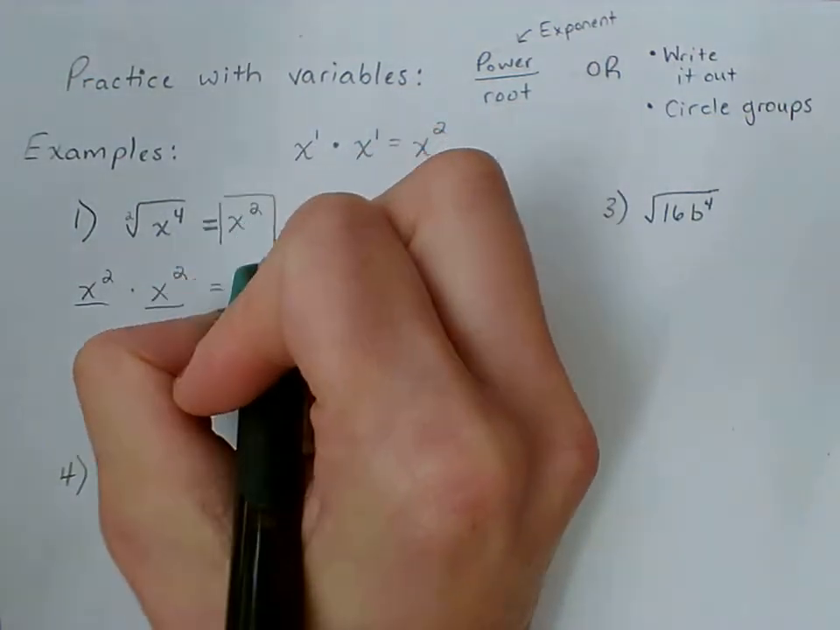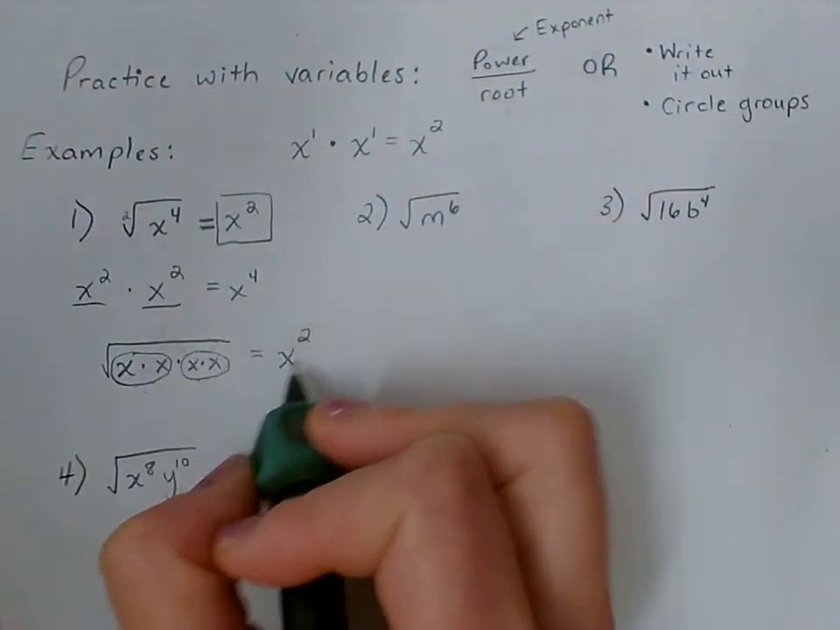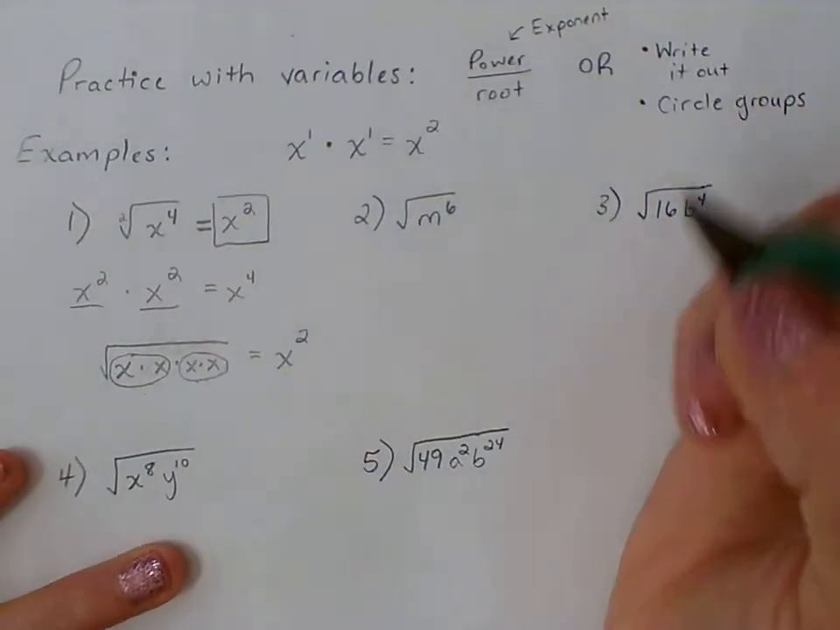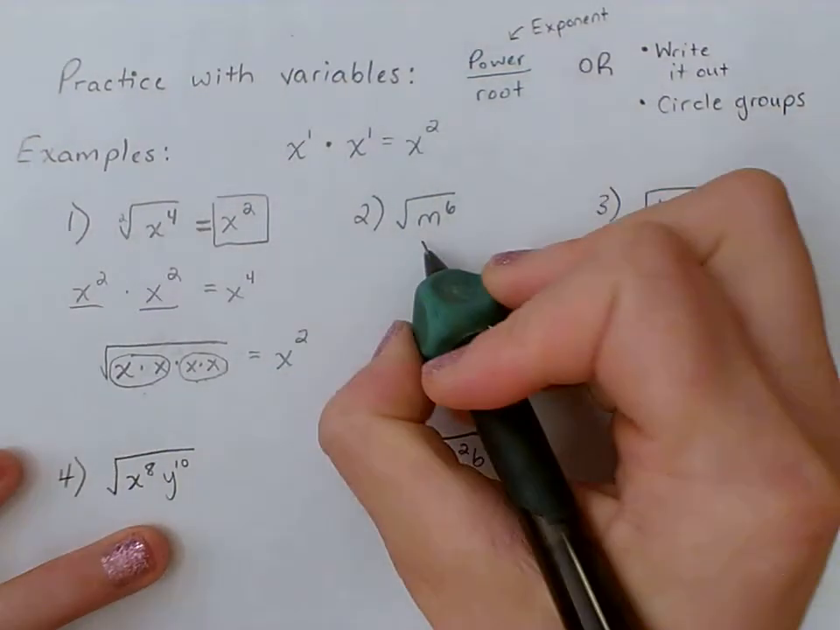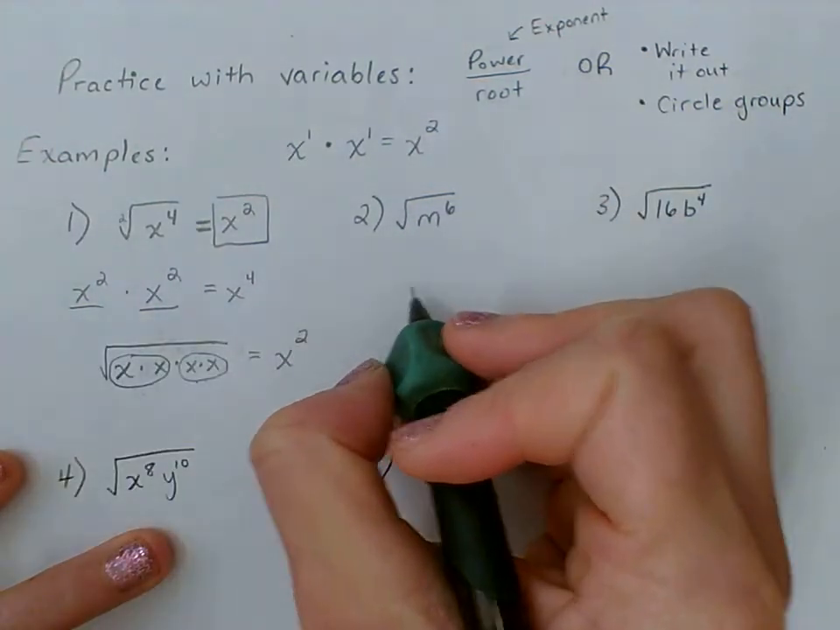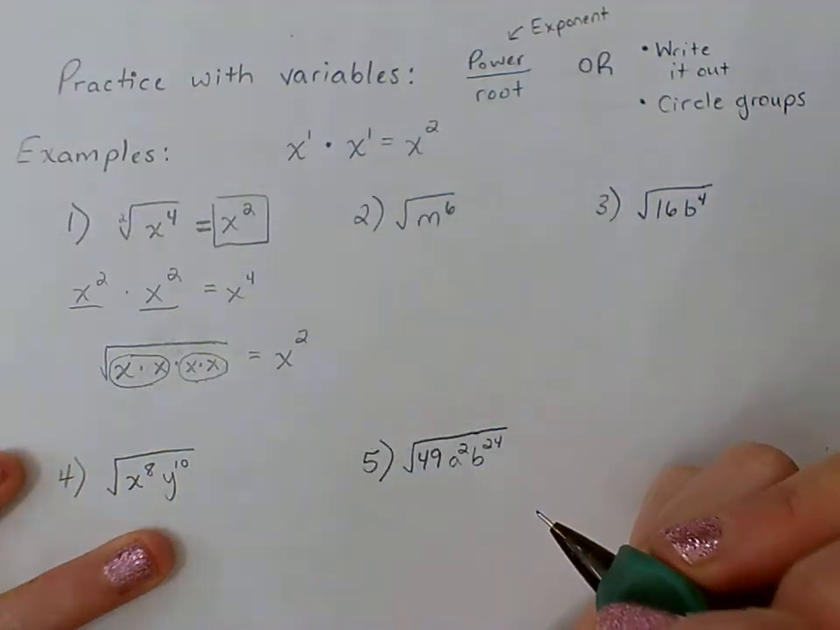And then you could check it. You could take that times itself, and you should end up with x to the 4th, okay? So you can choose whichever way you want, all right? So, well, what if we were doing this one? You can think through it. What variable times itself would give you m to the 6th?